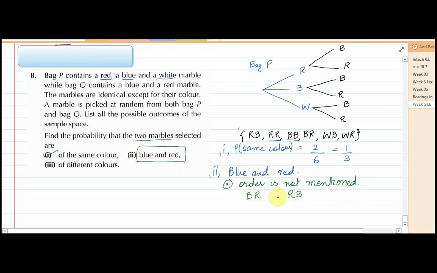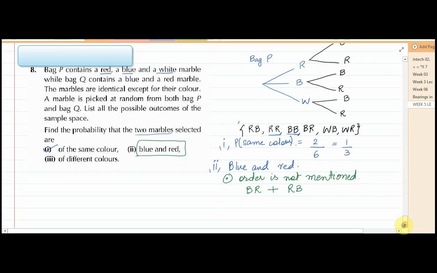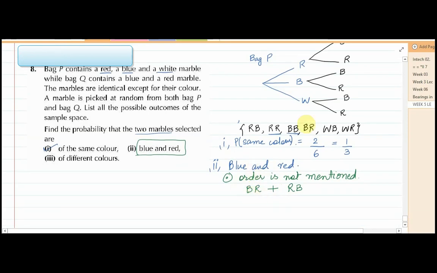First marble can be blue, second can be red, or first can be red and second can be blue. So there are two possible cases, and when you have two possible cases, then you need to add them to find the final probability. Now the probability of blue red is only 1 divided by 6, plus the probability of red blue, which is also 1 divided by 6, that is equal to 2 divided by 6, and lastly it will be 1 divided by 3, right? So that is your part 2.